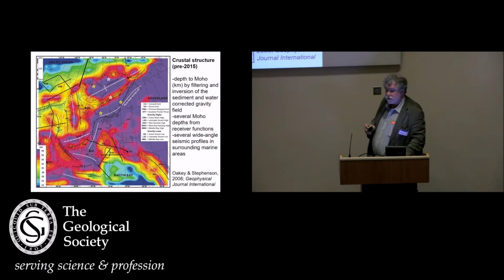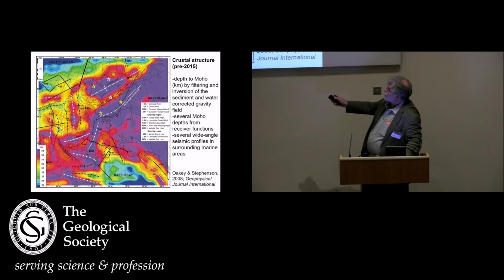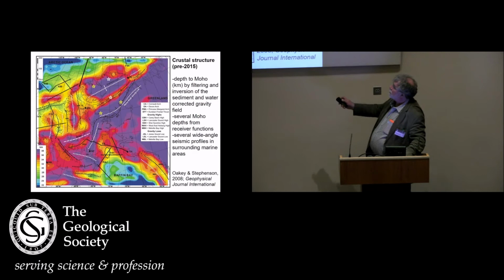This was the state of the geophysics in the area. Maybe you can't see everything. Ellesmere Island is here, more or less. This is from a paper that Gordon Oakey, who was a PhD student at the time, and I did, and it represents the fact that there was gravity data. This is actually an inversion for Moho depth. There were a few scattered seismic refraction lines in marine settings, and a couple of receiver functions published for a couple of stations on Ellesmere Island.